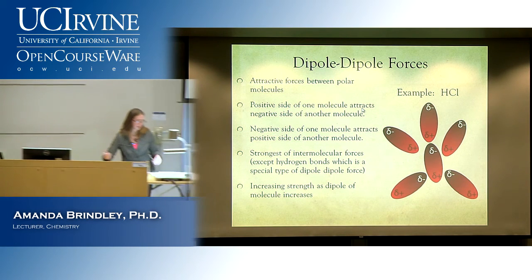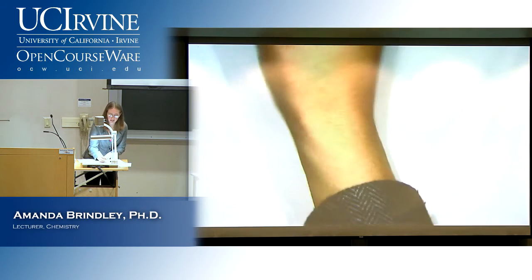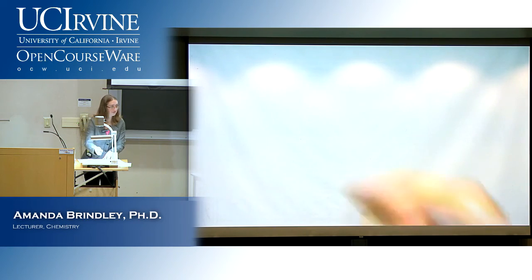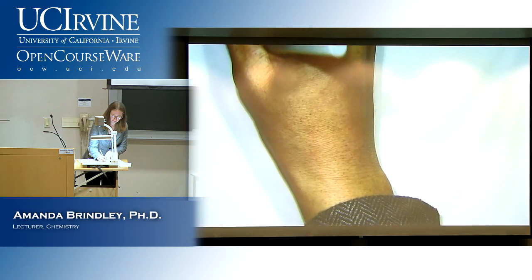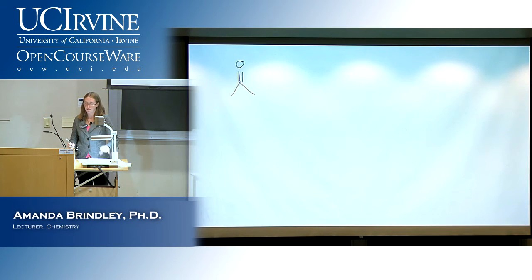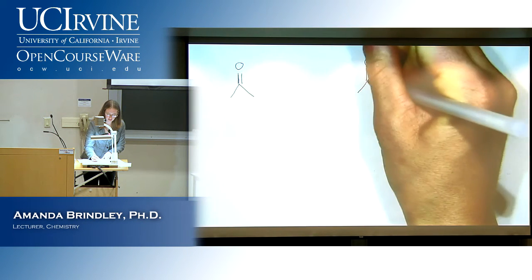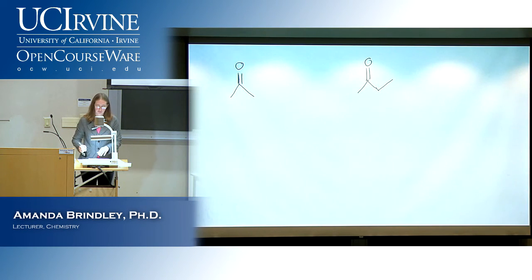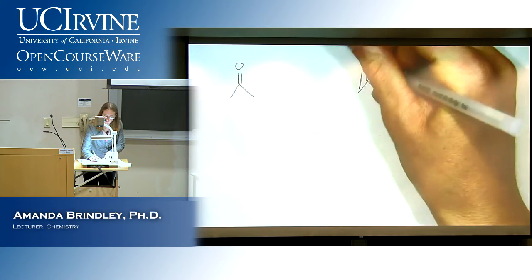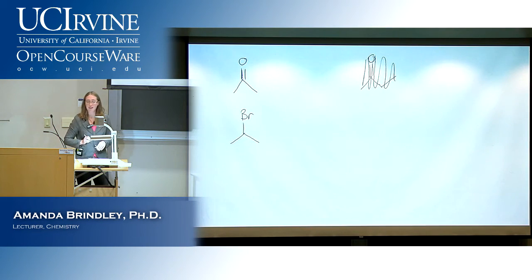All right, I'm actually seeing some confused looks about that, so let me do something there. What I mean by that is, let's say we have something like, let's draw this out like a line structure, since we haven't had a lot of practice with line structures. So we have that. And we'll do a different one. And let's say we have that.